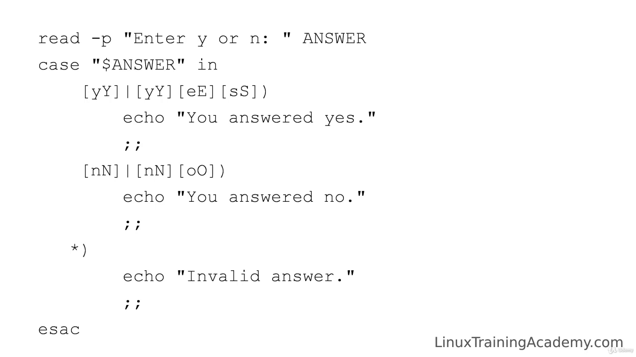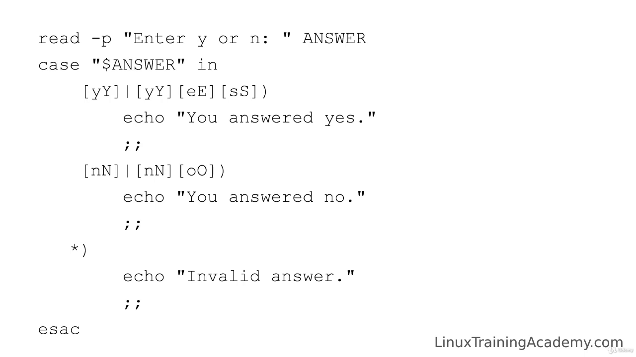Here we are going to use character classes. As a quick reminder, character classes are simply a list of characters between brackets. A character class matches exactly one character, and a match occurs for any of the characters included between the brackets. The first character class in this example is lowercase y and uppercase Y. So if the user entered a lowercase or an uppercase y, the first pattern will match, and then "you answered yes" will be echoed to the screen.